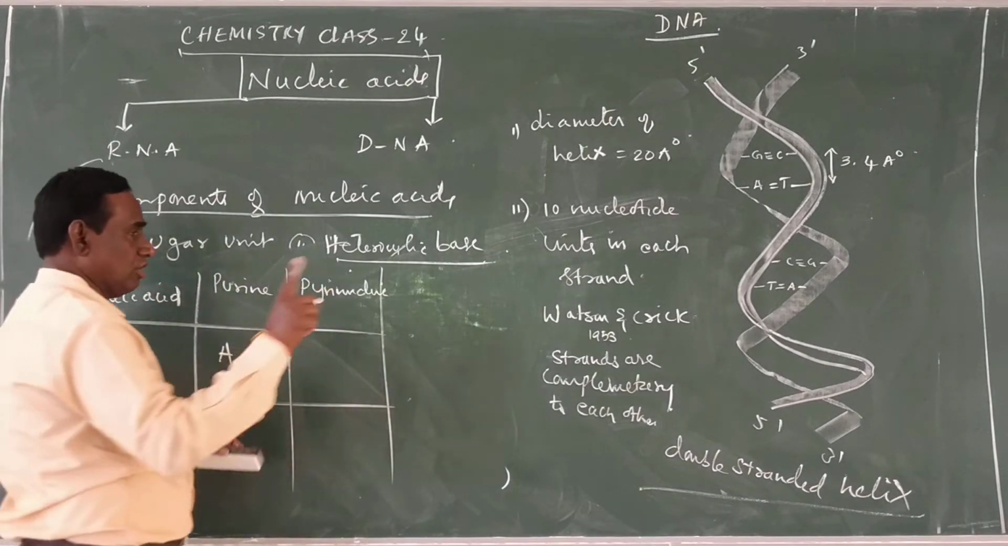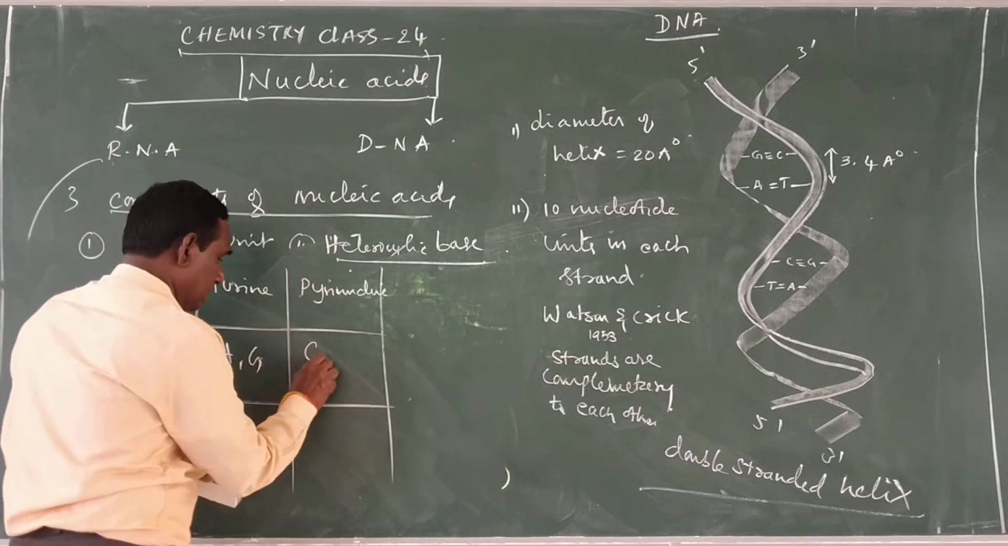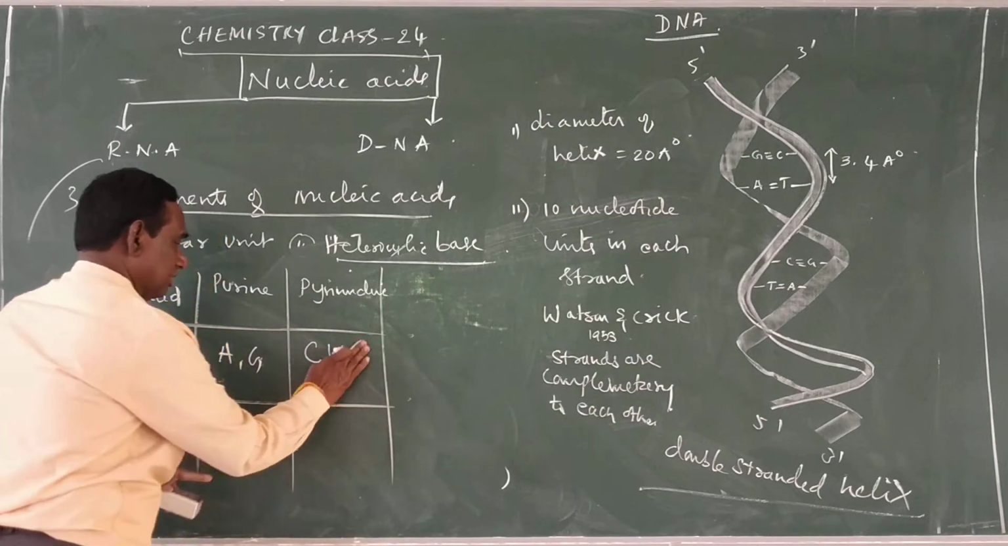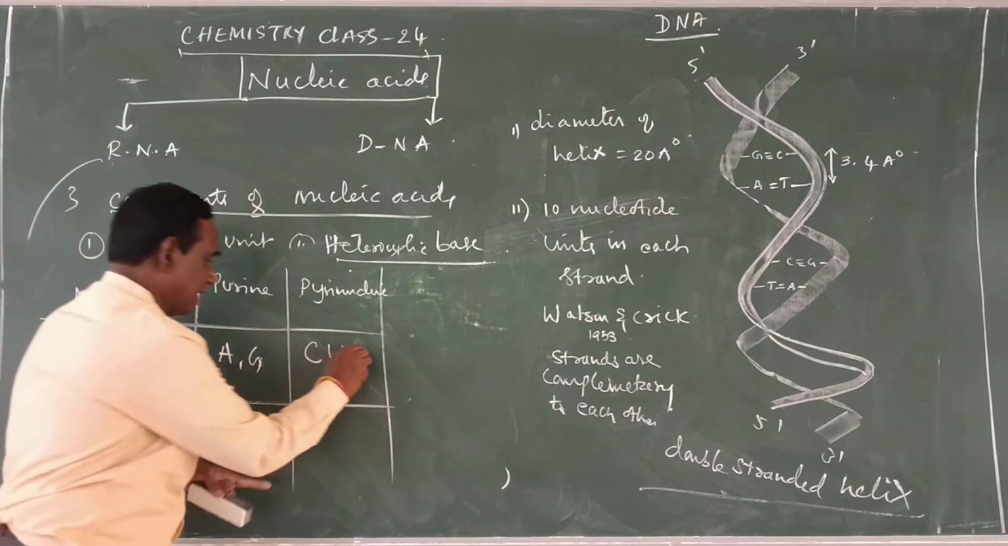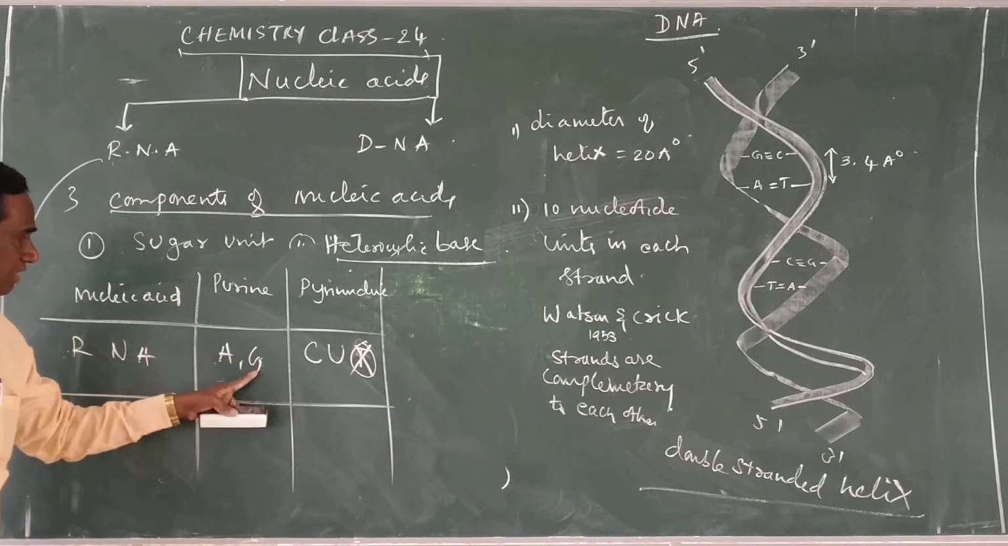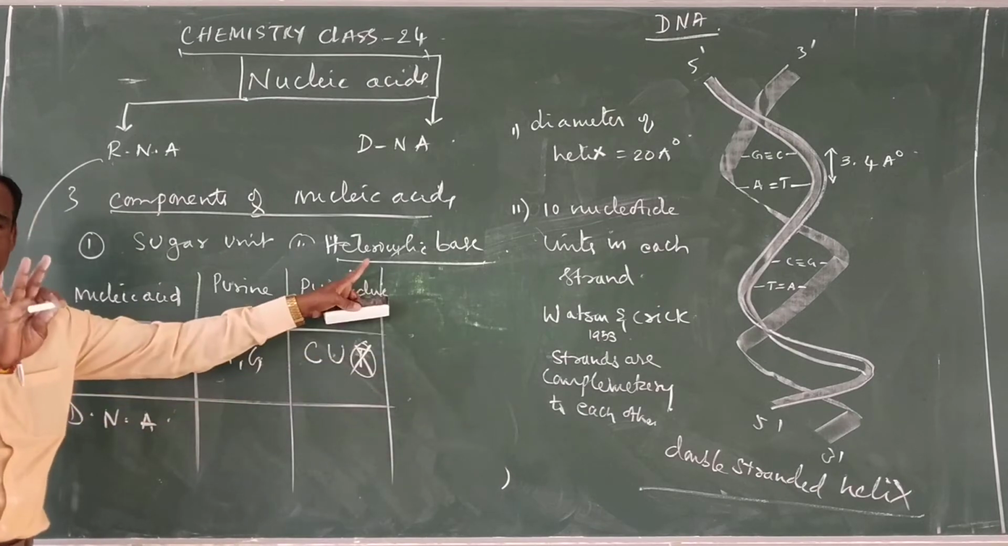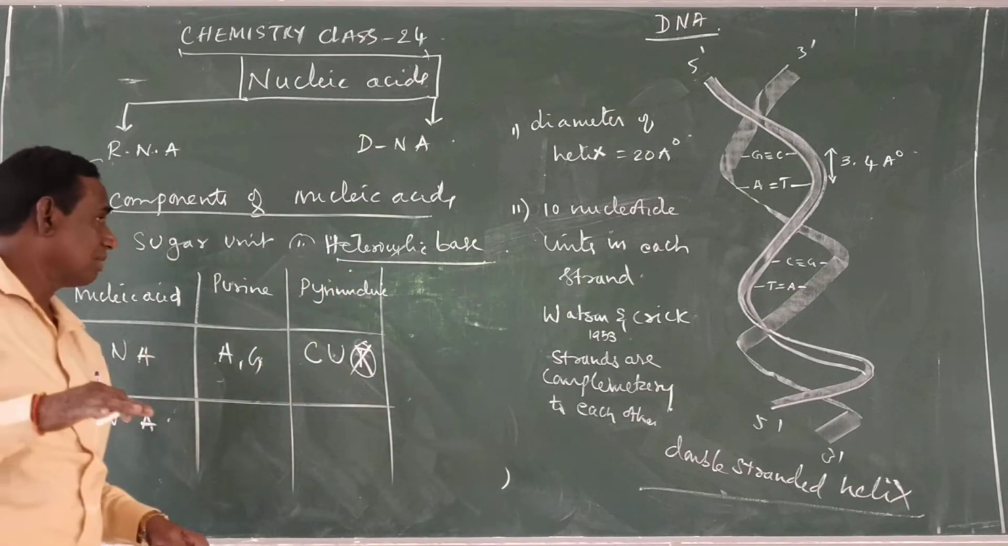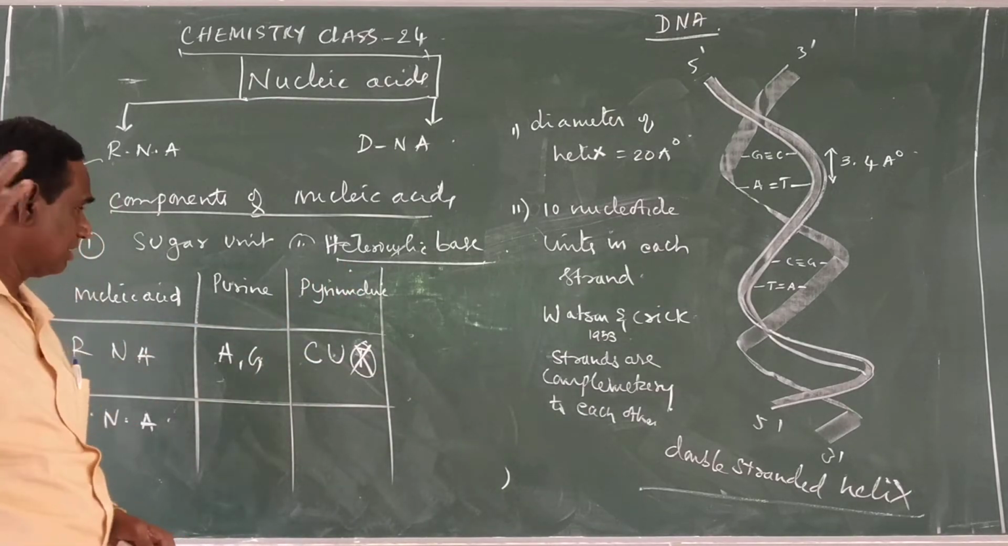In pyrimidine, you have CUT, but T is not there. Only CU, that's all. There is no T. That means RNA contains adenine, guanine, cytosine, uracil, not thymine. Which base is not present in RNA? Thymine.